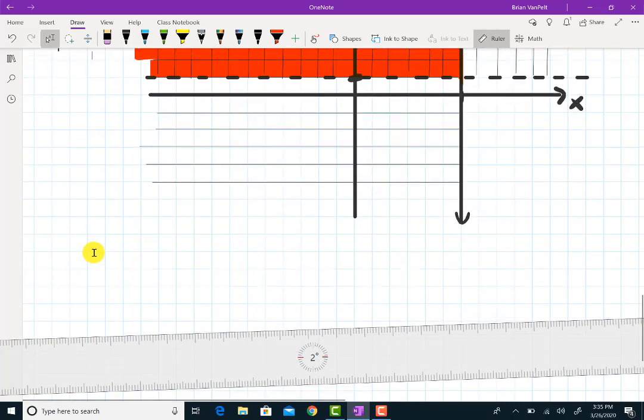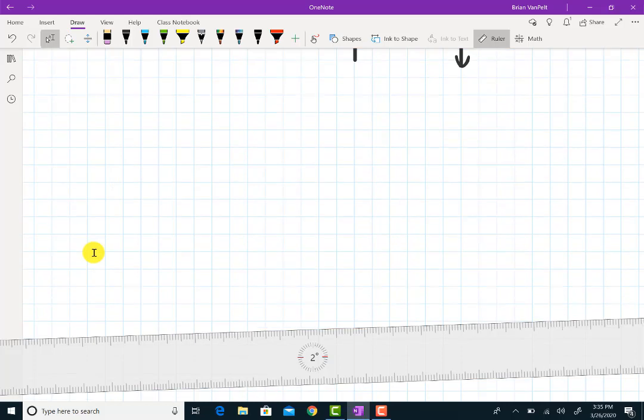Boy, oh boy, we are stuck here. All right, let's see. Another example. This ruler does not want to go away now.